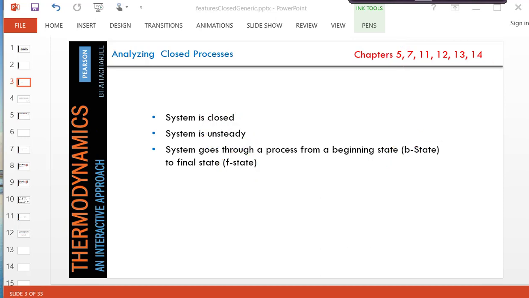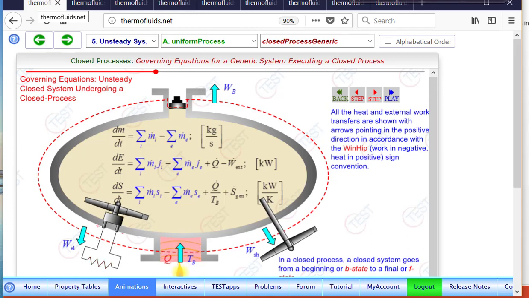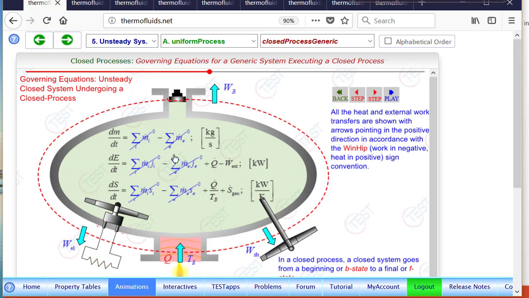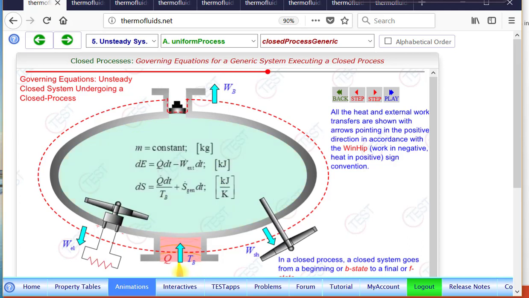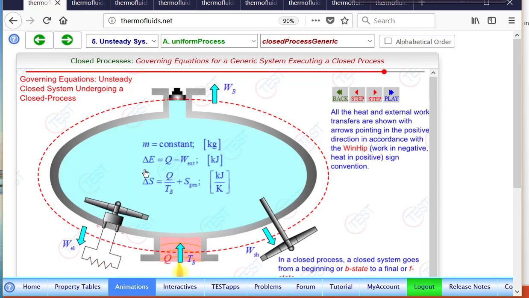Okay, so let's go over a few quick examples. I've already started a bunch of animations, so I'll quickly browse through them. This one shows how the governing equation simplifies. Again, starting with the very general governing equations, mass, energy, and entropy. For a closed process, the transport terms drop out, and the differential terms on the left-hand side, multiplying by dt on both sides, we can then integrate them because we know the system goes from a beginning state to a final state, and thereby we are obtaining the final equations, which are algebraic.